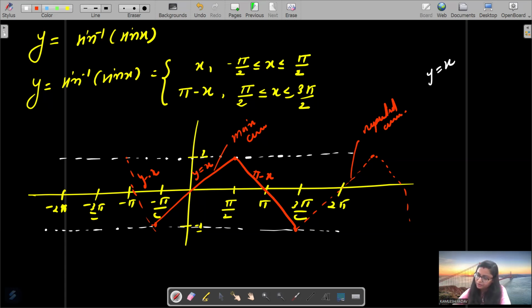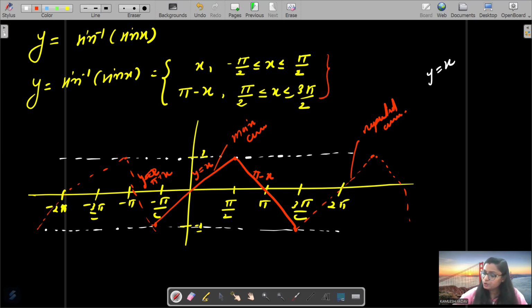Okay, minus pi by 2 to plus pi by 2, which meets, then again meets at pi, which goes for pi minus x. Okay, which is right. So here is the main curve. Actually, this is y is equal to not minus x, it is pi plus x actually. Okay, and so on. So this is the graph of sin inverse of sin x.